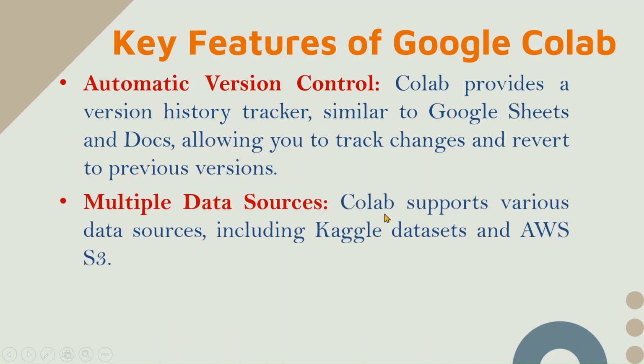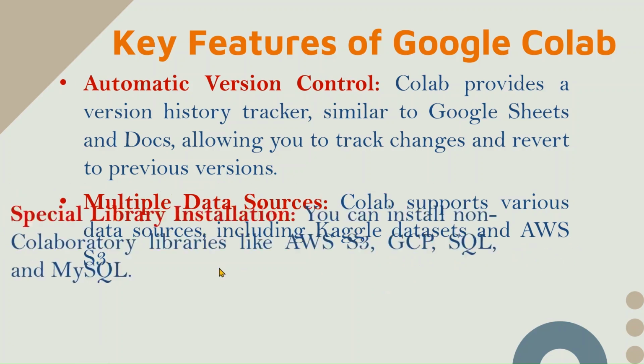Then multiple data sources. Colab supports various data sources, including Kaggle datasets and AWS storage. Kaggle, as you can see, is a repository where a lot of datasets are uploaded, and if you want to do some analysis, you can connect to those datasets, which can be extracted from Kaggle. Similarly, from AWS also you can connect and utilize the particular data.